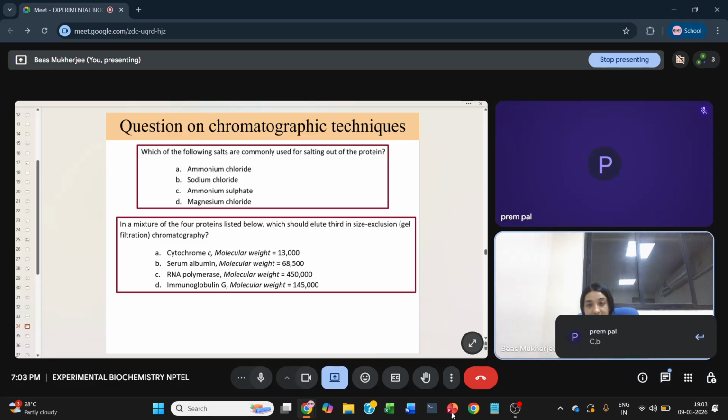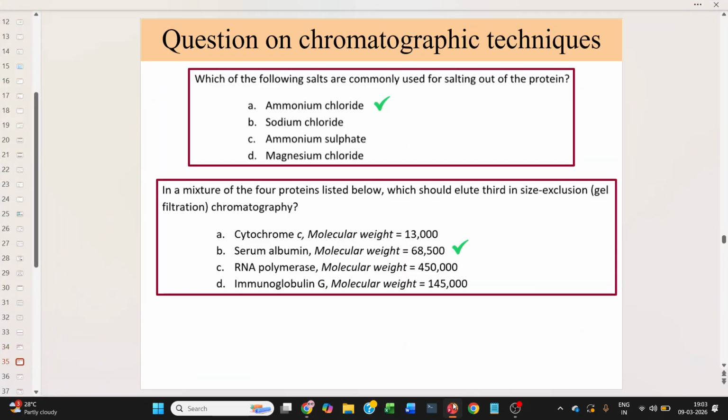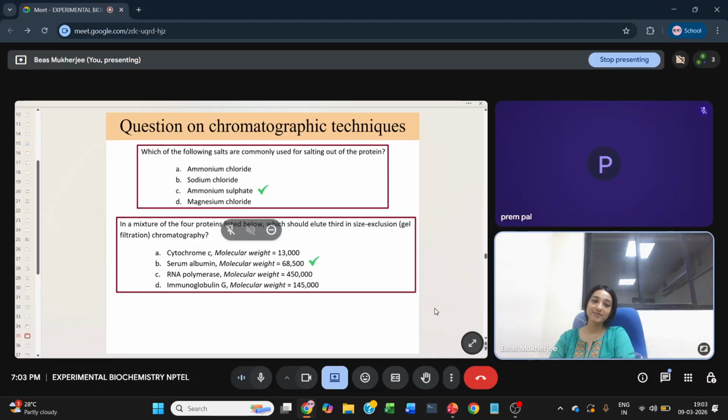Achha, C and B. Yes, let's see the right answer. Yeah, very good. Sorry, this definitely should be C. So it is ammonium sulfate. Ammonium sulfate is the right answer. Okay, yeah, so it is C and B.